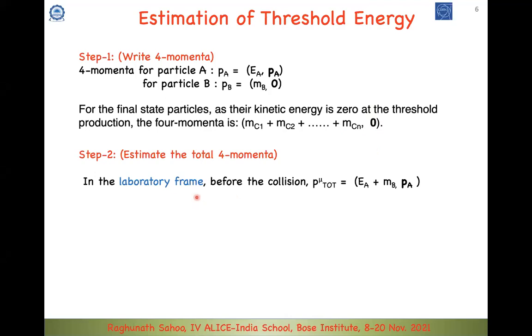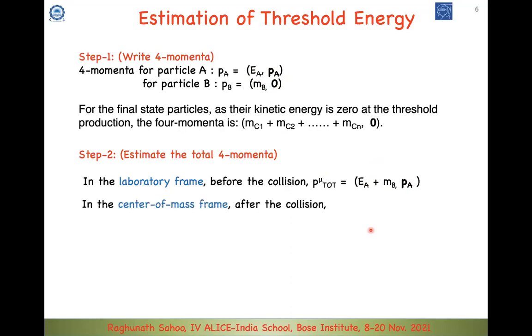Now step 2 is to estimate the total 4 momenta of the reactants and the products. In the laboratory frame, which I have chosen for before the collision, you may see why I have taken the laboratory frame. Now I write P total mu for the 4 momenta. I add the spatial components and the temporal components. The temporal component is the energy part. So my temporal component is E_A plus E_B, giving me the total energy, and on the spatial side it is P_A plus 0, which is P_A. This is what is happening in the laboratory frame before the collision.